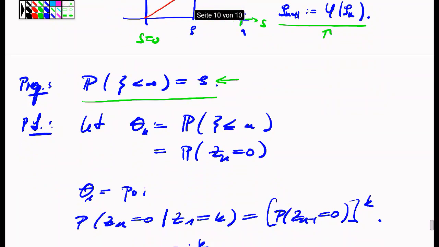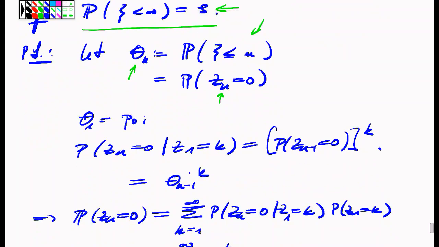Okay, why is that true? Well, we introduce an auxiliary quantity, theta n, which is defined to be the probability that the extinction time is no bigger than n. So it's the probability that the population gets extinct by the time n at the latest. And of course, this is equivalent to saying that Zn, the size of the population at time n, is 0.